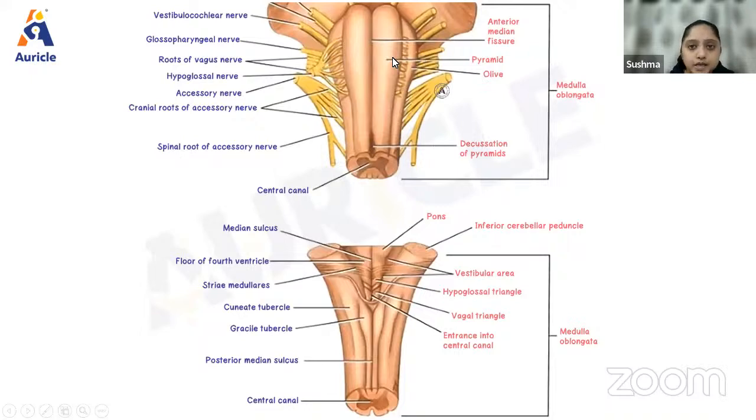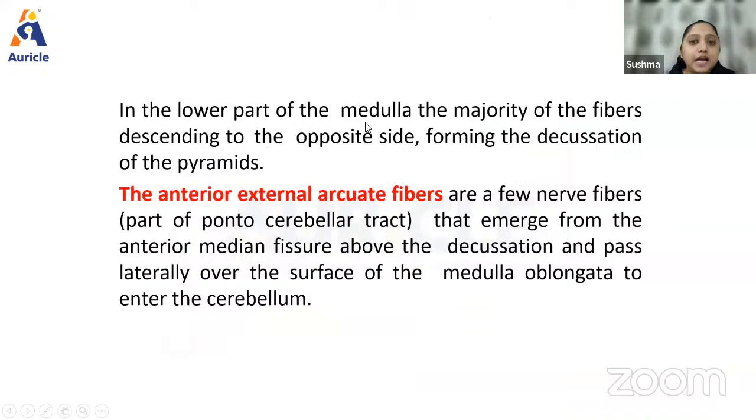Look at this, guys. So this is the anterior median fissure, and besides the anterior median fissure, what we have is the pyramids, which contain the corticospinal fibers. Okay? Yes. In the lower part of the medulla, majority of the fibers cross over into the opposite side, forming the decussation of the pyramids.